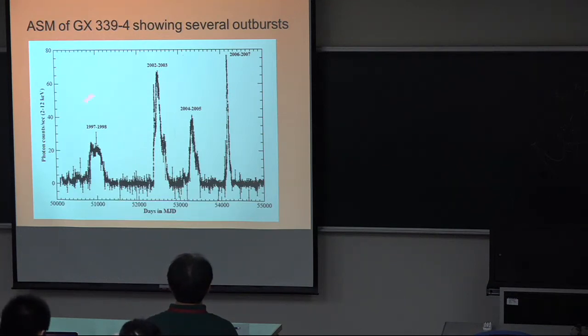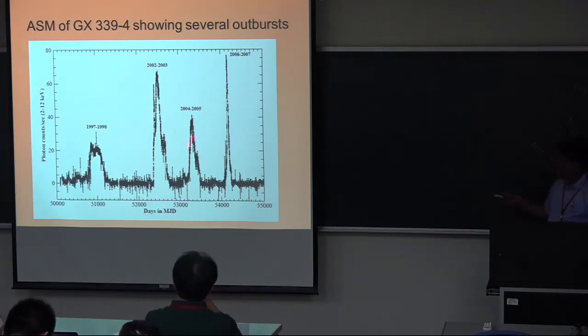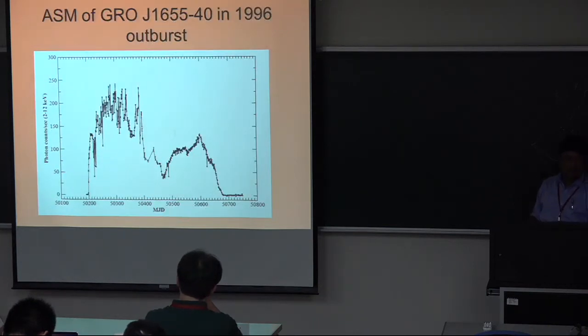This is another object. You can see the outburst, you can see the number of days. Typically there is 1000 days, about 3 years. Here maybe 6 months or something, 8 months, things like that. So this is a good thing, okay? This is a large number of days, but if you now concentrate on what they do in each day, that makes it exciting. This is another object, GRO.